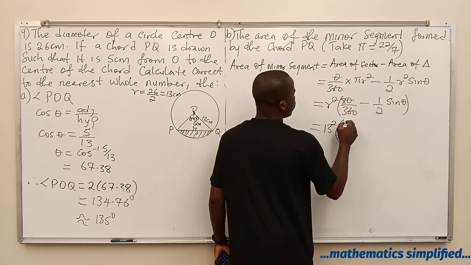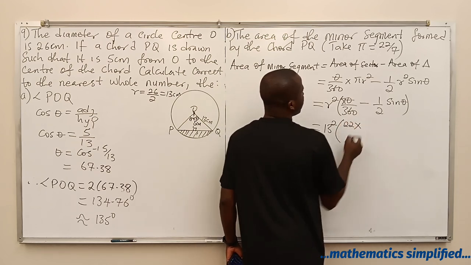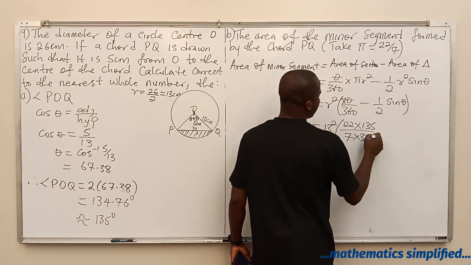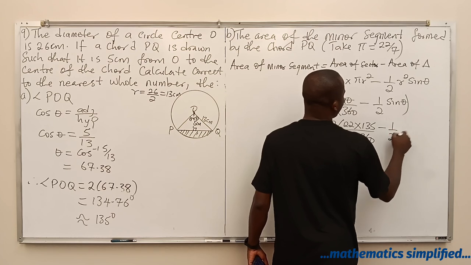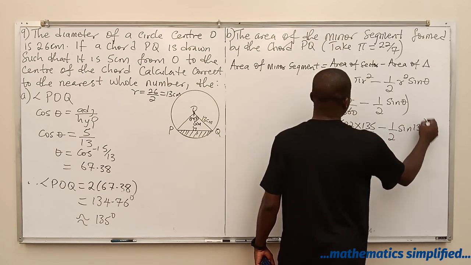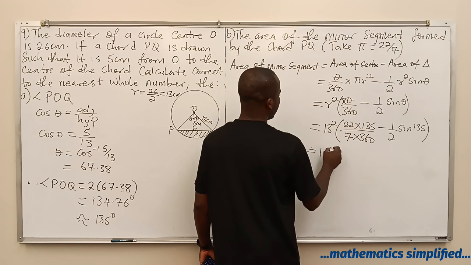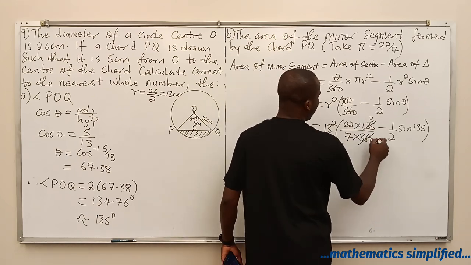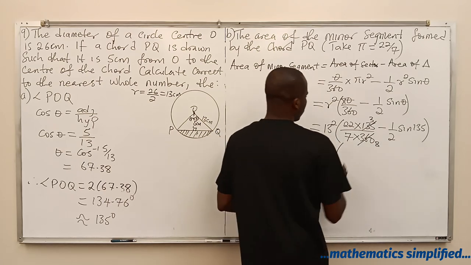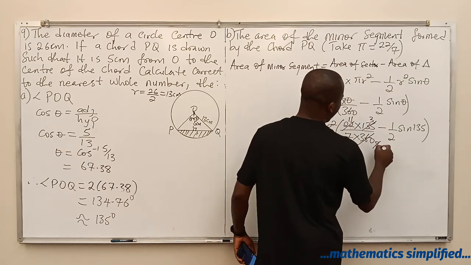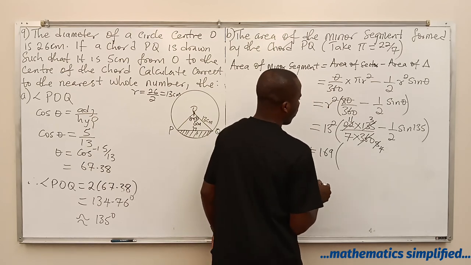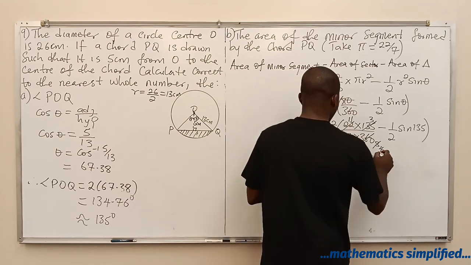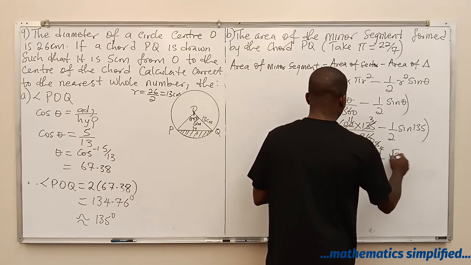Pi is 22 over 7. Theta is 135 over 360 minus 1 over 2 sine 135. 13 square is 169. And so 45 can go here 3 times. 45 can go here 8 times. 2 can go here 11. 2 can go here 4. So that we have 33 over 28 minus 1 over 2 root 2 over 2.